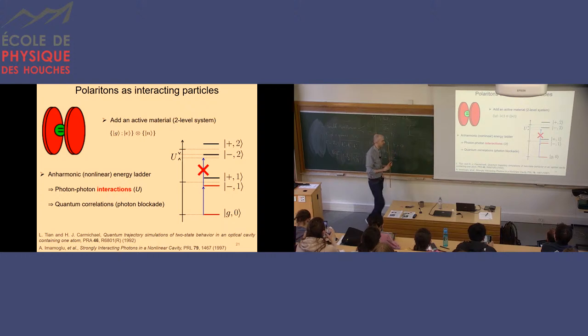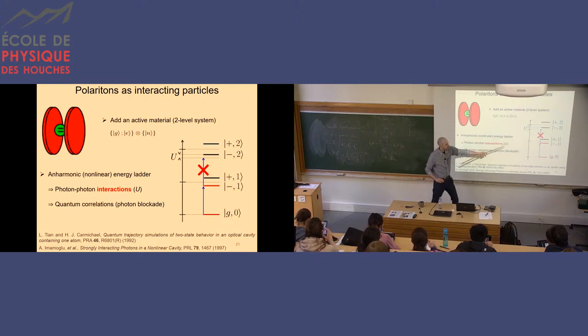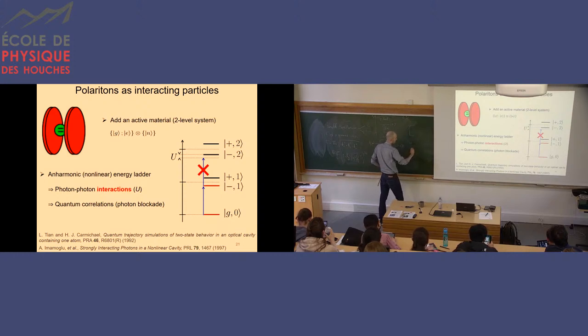a harmonic energy ladder. So that means that, for instance, here if I call omega minus, omega plus, to take the notation of Patrice yesterday, if you want to go to that level, you have an energy penalty. So omega minus 2 is not equal to 2 times omega minus, but it's equal to 2 omega minus plus u, okay? Plus a term of energy u.